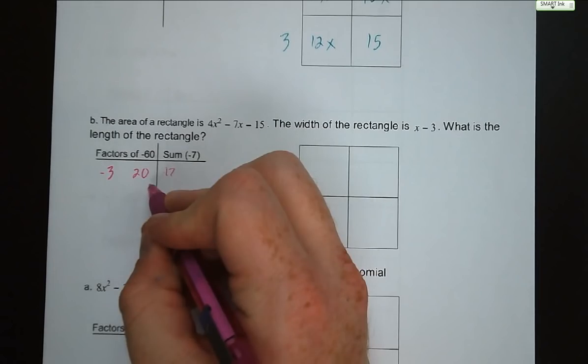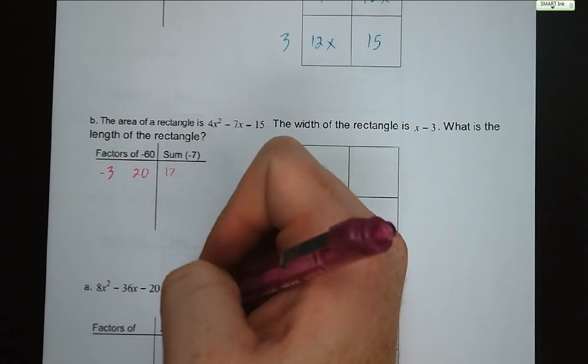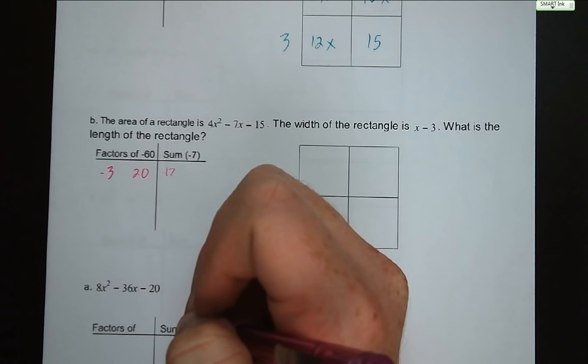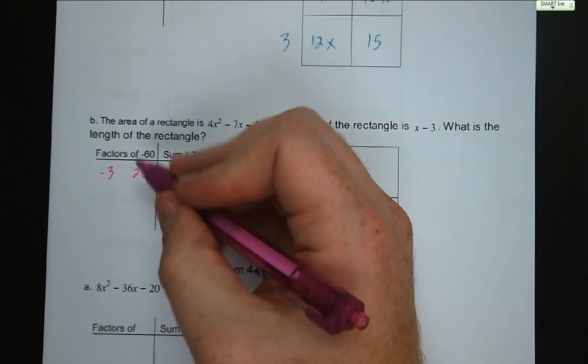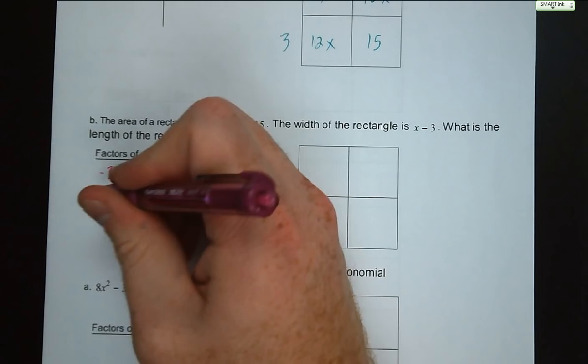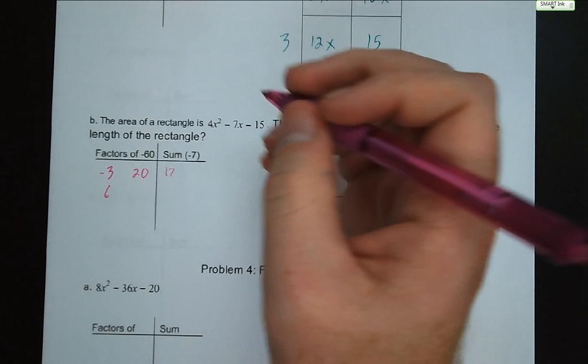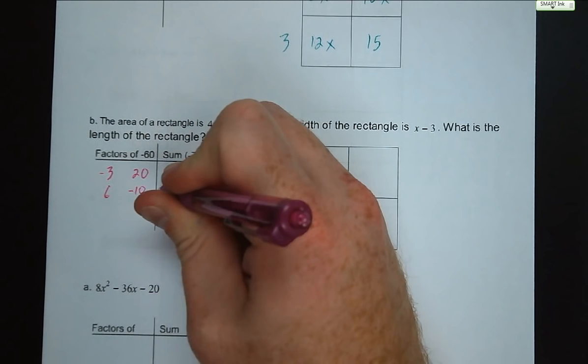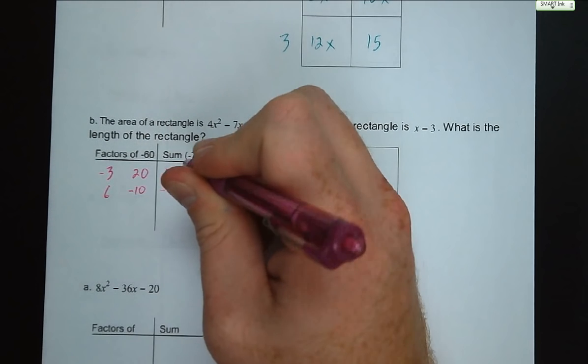-3 and 20 gives us 17. Okay, that's not quite close enough, and we need it to be -2, so our greater value has to be negative. Well, what about 6 and -10? That gives us -4. Okay, we're close. We're getting in the ballpark.